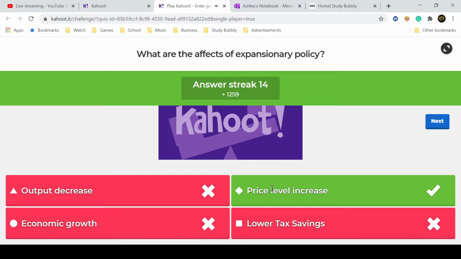So basically when expansionary policy is in place, expansionary policy can be fiscal and monetary policies, and that basically just shifts aggregate demand right. And when aggregate demand shifts right on the AS-AD graph, price level will increase. Has nothing to do with economic growth because that has to do with the long run supply curve. And when output decreases, that's contractionary and lower tax savings. Yeah, that just doesn't affect, that's not effective expansionary policy.